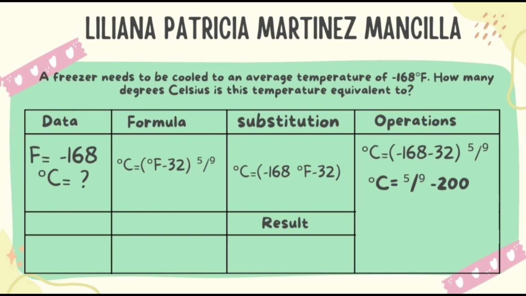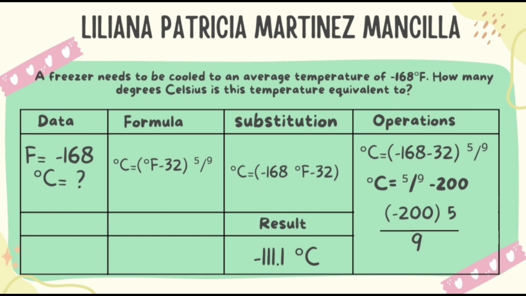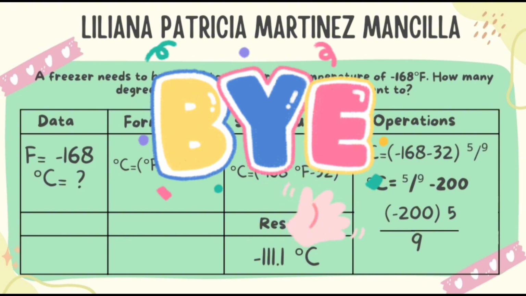And we are going to put the amount it gave us in the parentheses, and next to it we will divide it by 9. Then we do the operation, which will be minus 200 times 5 over 9, and the result is minus 111.1 Celsius. And so we finish.